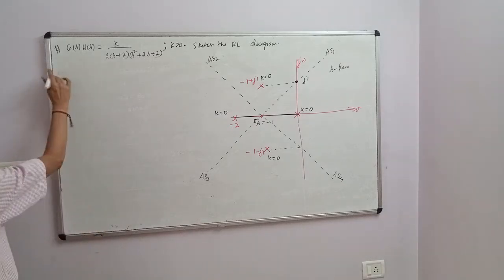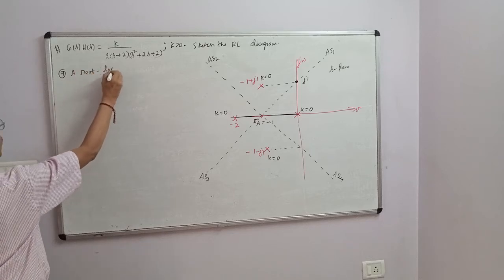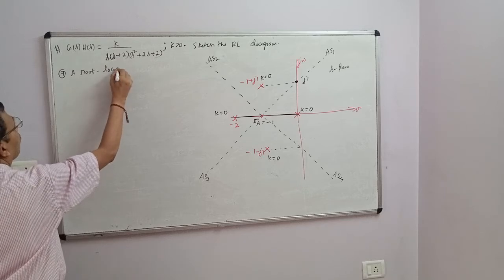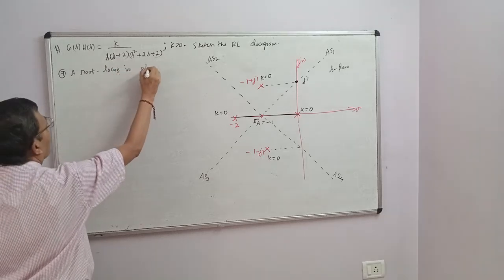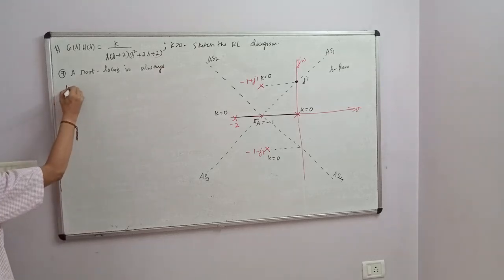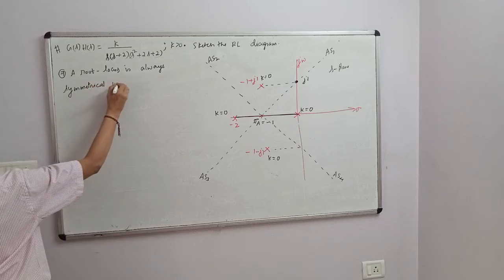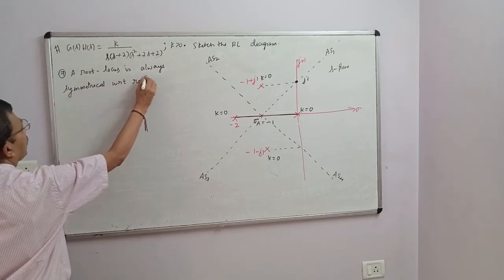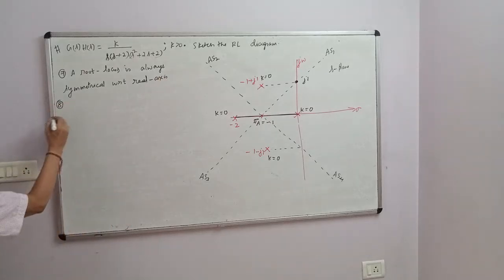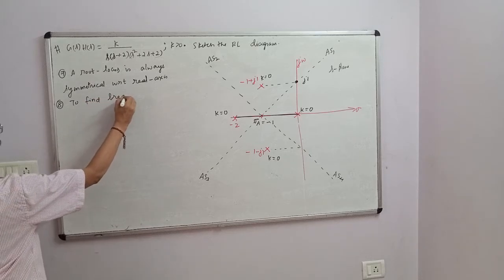Next point: a root locus is always symmetrical with respect to the real axis. Point 8: to find breakaway points.